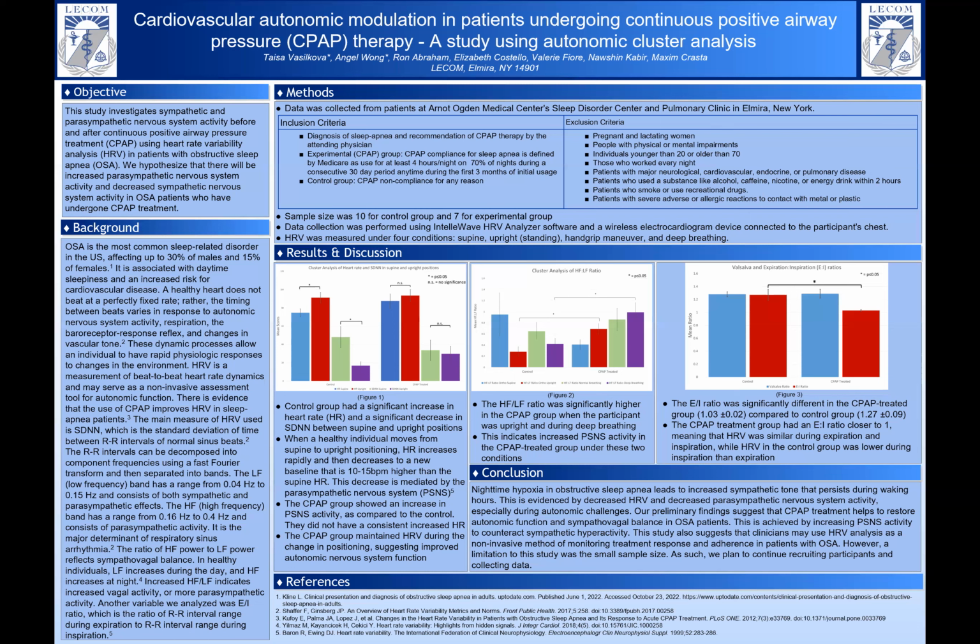In conclusion, we found increased HRV and increased parasympathetic nervous system activity, especially during autonomic challenges in sleep apnea patients who have used CPAP. This suggests that CPAP treatment helps to restore the autonomic function by increasing parasympathetic nervous system activity to counteract the sympathetic hyperactivity. This study also suggests that we can use HRV analysis as a non-invasive method of monitoring patients with sleep apnea.